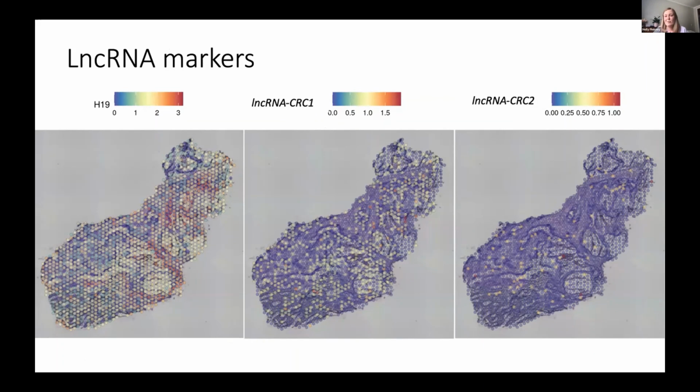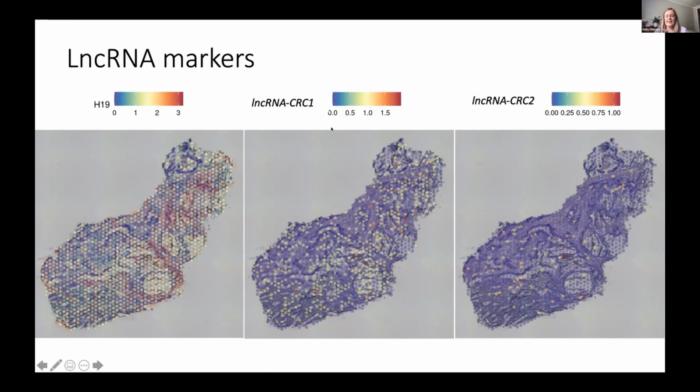These are just some examples. I can't really go into details about any more of this, but H19 is an lncRNA that I use kind of as a positive control. It's been identified in colorectal cancer before as being upregulated. And as you can see, this is log 2-fold change on the scale up here. So it is upregulated across the entirety of the tumour, but not in a particularly specific fashion.